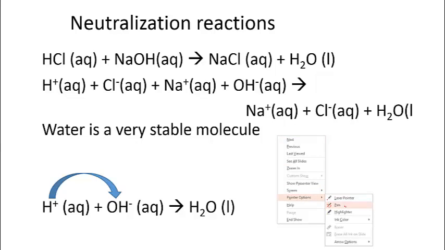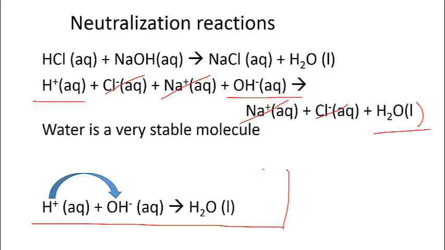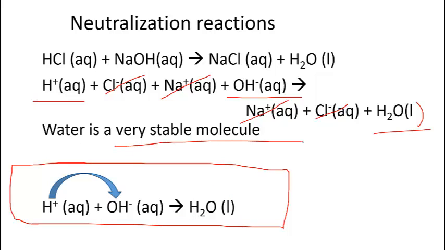Now, if we cancel out the spectator ions, which are sodium and chloride, we can obtain the overall net ionic equation, which is H+ plus OH- yields H2O liquid. This is the expression we get right here. So essentially what is occurring is you've got H+ coming together with OH- to yield H2O liquid, which is water. And water is a very stable molecule.